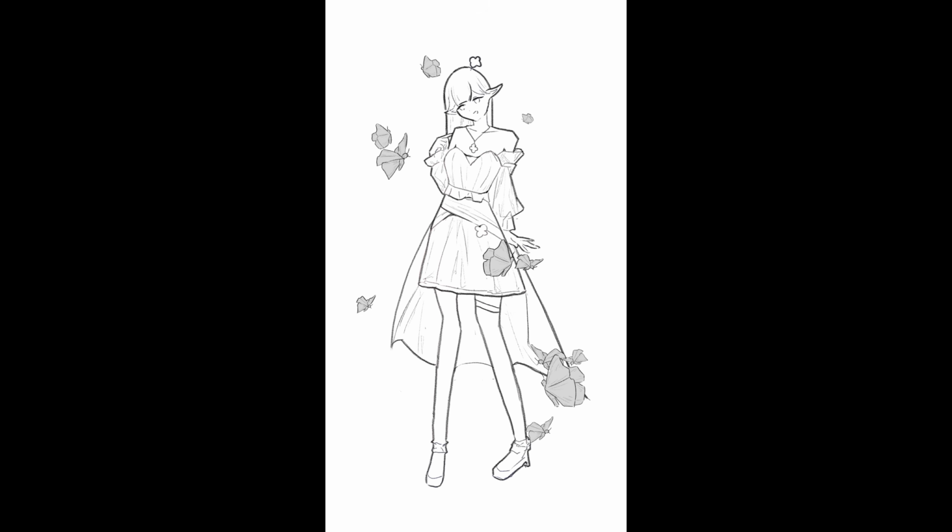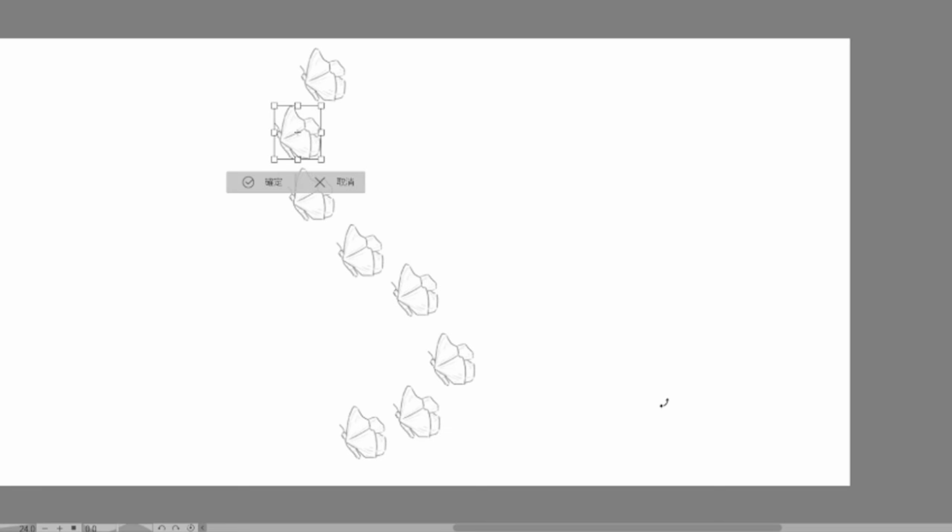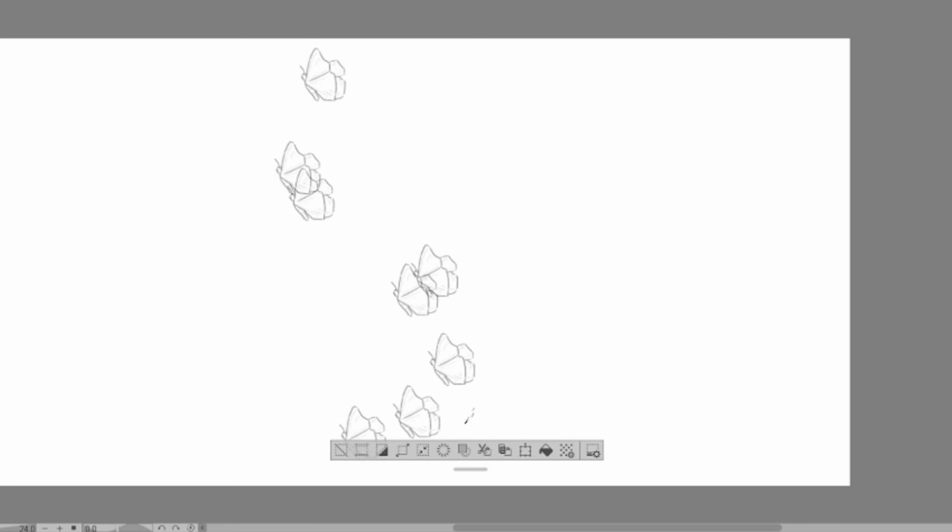The butterflies in my illustration use this method. Just arranging them like this seems very intentional. But with the addition of quantity contrast and size contrast, it appears more natural.